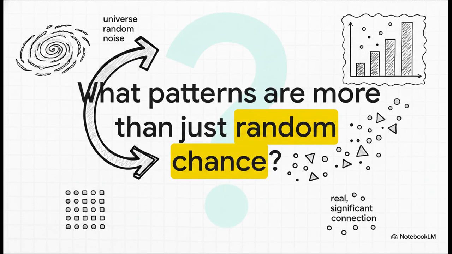So the next time you see a pattern out in the world, maybe it's in a news report or something you notice at your job, ask yourself that chi-square question. Is this a real, significant pattern, or could this just be the random static of the universe? The cool thing is, now you have a mental tool to help you figure that out.